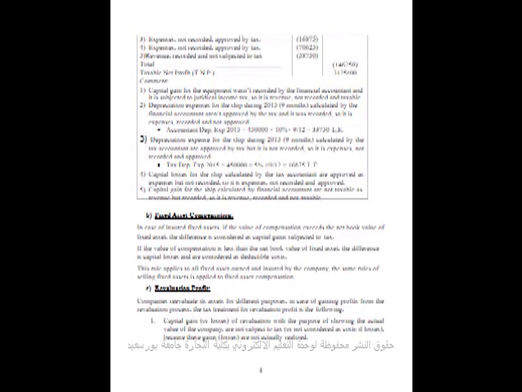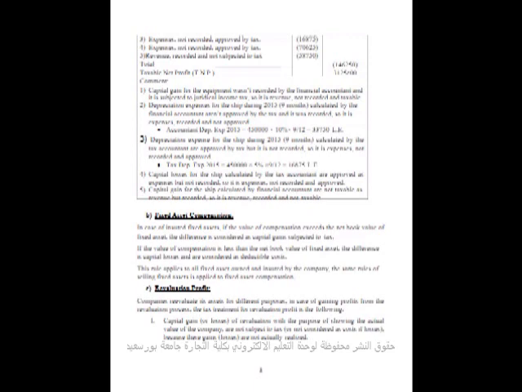The second type of capital gain is the fixed asset compensation. What is a fixed asset compensation? In case of insured fixed assets, if the value of compensation exceeds the net book value, it is considered a capital gain. If the net value of the compensation is less than the book value, it is considered a capital loss and a deductible cost.